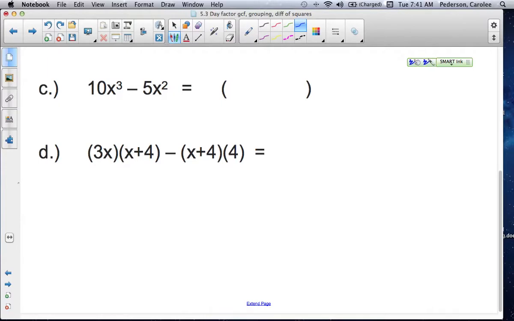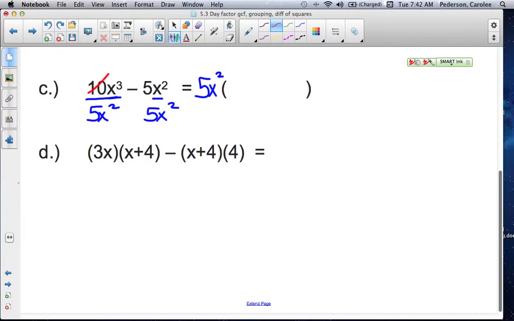All right, you should have gotten, as your GCF, you can take a 5 out of 10 and 5 evenly. You can also take out an x squared because there are 3 x's in the first term and there are 2 x's in the second term. So I'm going to divide out 5x squared from this term and this term. So now let's see what I'm left with.